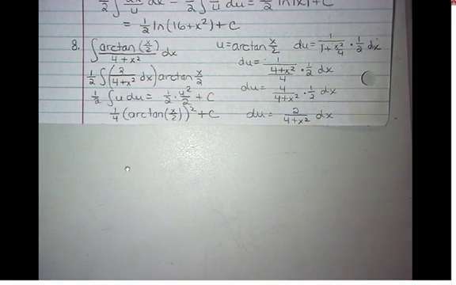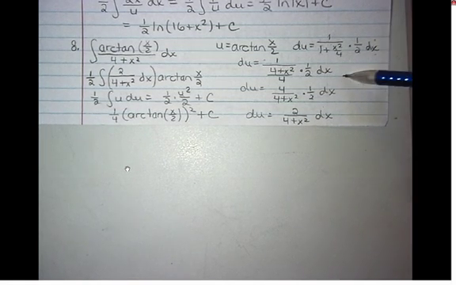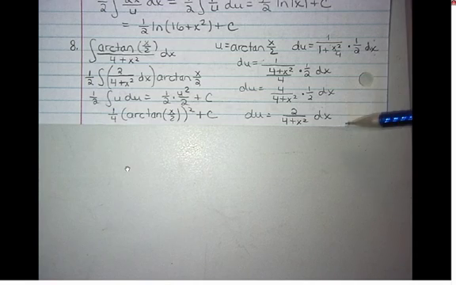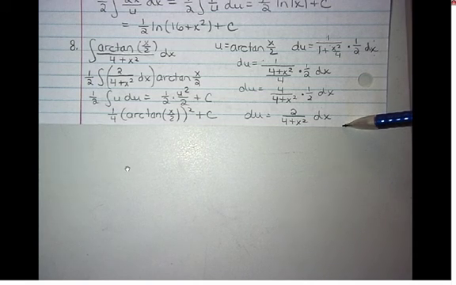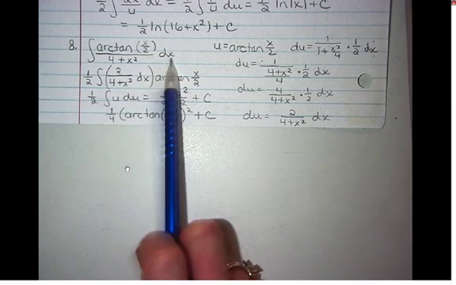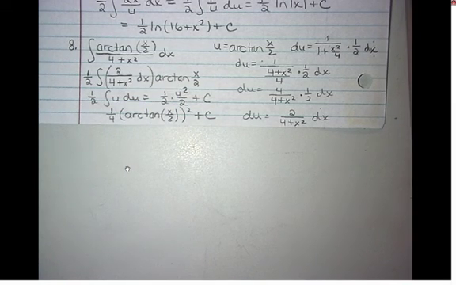And that's what happened. But what was a little bit tough on number 8 was that when you found the du, you had to do some significant algebra manipulation to get it to be 2 over 4 plus x squared dx. So you had to simplify it. Then it works out pretty nice into integrating 1/2 u, and then we get the answer.